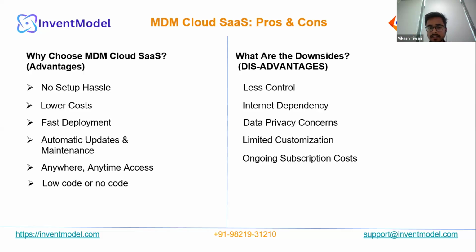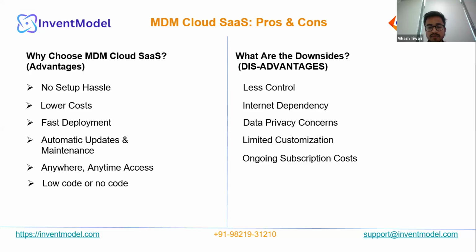So the second one is internet dependency. We need internet, and you have to pay the cost for it, and you will have to pay regularly over time. So it will add up on a regular basis. You are not paying at one time.